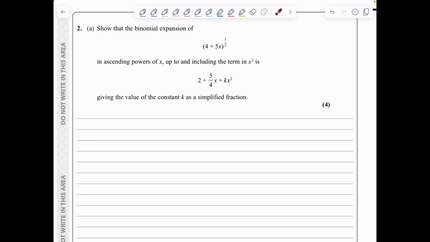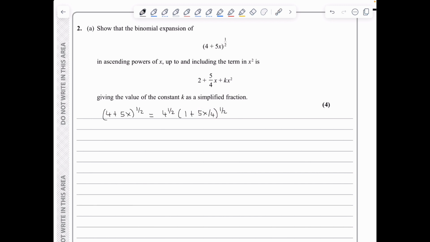In 2a, we need to obtain the binomial expansion of 4 plus 5x to the half up to the term in x squared, giving the value of k as a simplified fraction. So we need to start by factoring out the 4 so that we obtain a form of 1 plus or minus something. So 4 plus 5x to the half can be written as 4 to the half times 1 plus 5x over 4 to the power of a half. Remember that the 4 will inherit the power of a half, and because I factor out the 4, I also need to divide the 5x by 4. So I've got the right form to proceed with the binomial expansion.